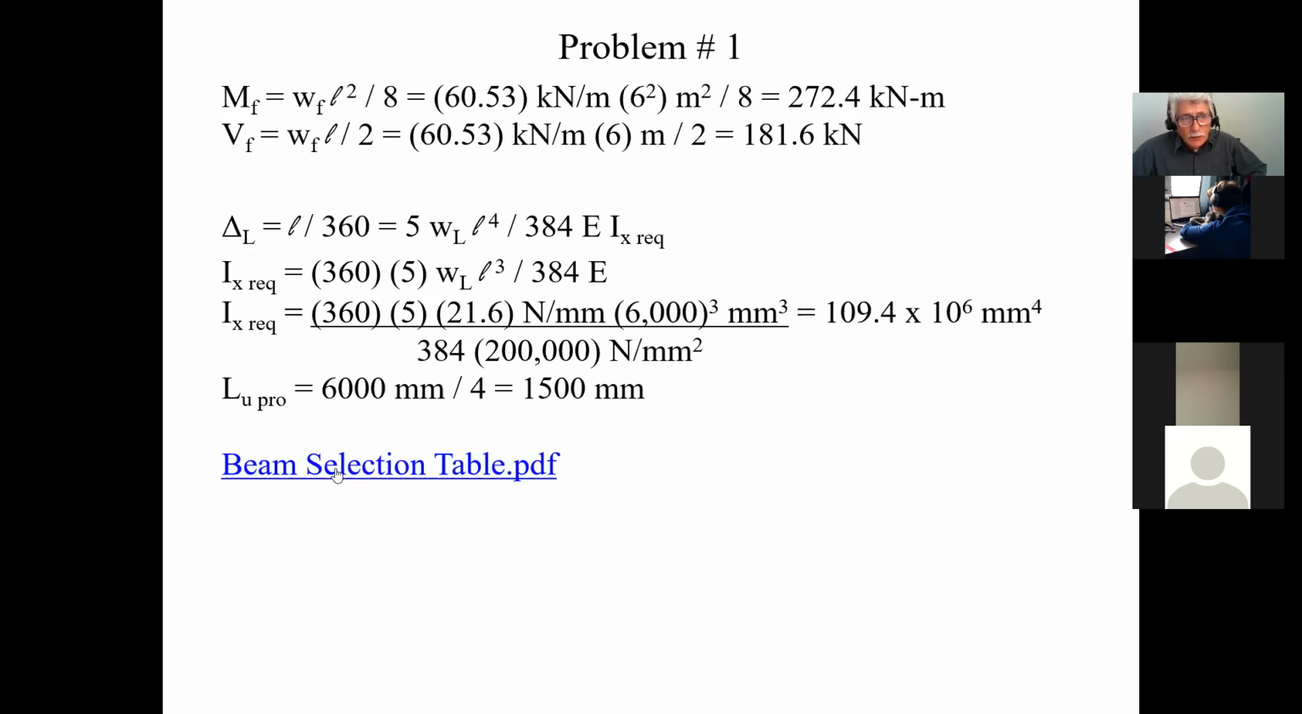Now, beam selection table, well, I hope it doesn't take forever. Take a sip in the meantime.